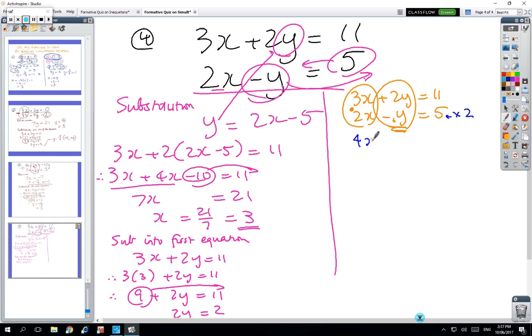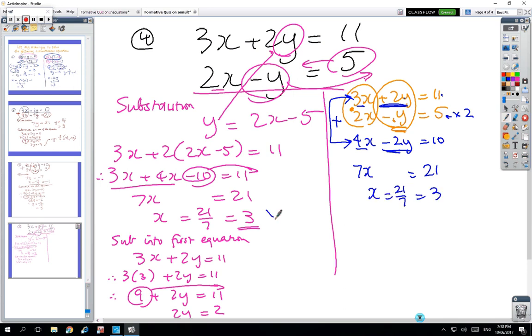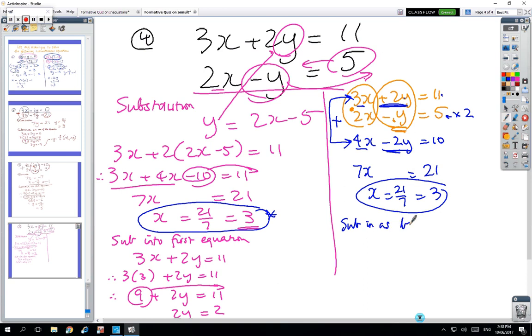So now I've got 4x minus 2y equals 10. And I'm going to look at that equation, and now we've got plus 2y and minus 2y, so I'm going to add. So 3x plus 4x is 7x, 2y minus 2y is 0, 11 plus 10 is 21, so we get 21 over 7, so we get our 3 again, same answer, just has to be, and then we just sub in as before, and we get the y answer, y equals 1. Okay, so that's a taste of simultaneous equations, and there's obviously more practice you could do from the book.